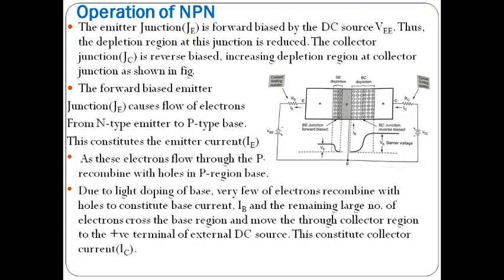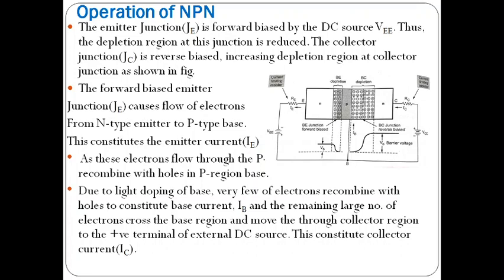So you can observe the diagram here. In this, we are considering the NPN transistor. Emitter is made up of n-type material, base is made up of p-type material, and collector is made up of n-type material. Here we are using RE and RC. These two resistors, series resistors, are used to protect the BJT from heavy current.